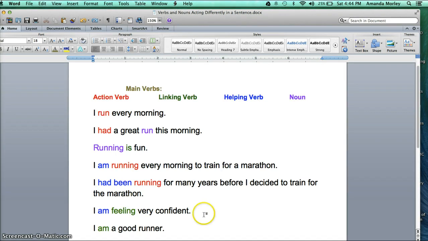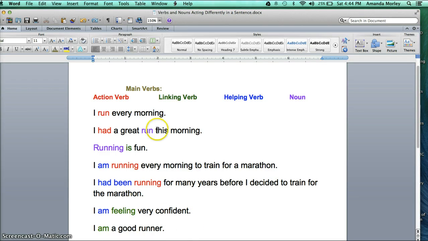okay? Finally, we have this, I am a good runner. Again, we could make this an equal sign. I equal a good runner. And that would say a state of being, so it's a linking verb. Okay, so what do I want you to notice? A couple things I want you to notice.